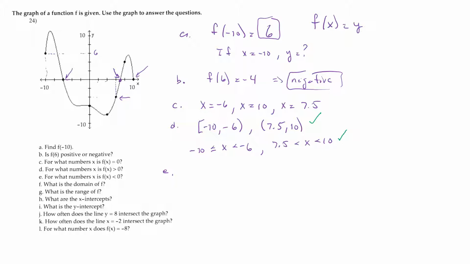For what numbers x is f of x less than 0? What x coordinates have negative y coordinates? It looks like if x is any number in between negative 6 and 7.5, the y coordinate would be negative. And so we could answer in interval notation once again, or we could write the answer as an inequality.